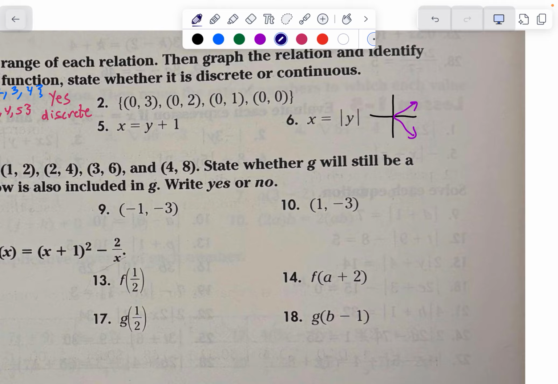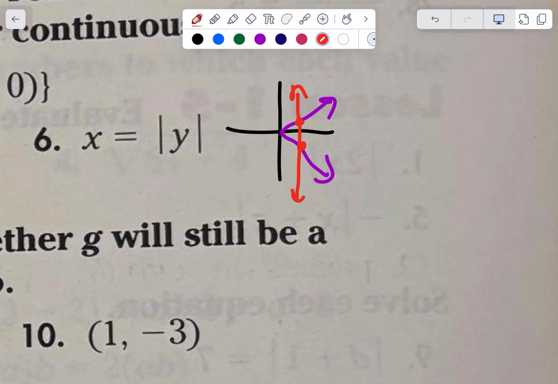How many times do vertical lines hit this one? Especially vertical lines over there on the right. How many times is the vertical line hitting the graph now? 2. So that says it's not a function.